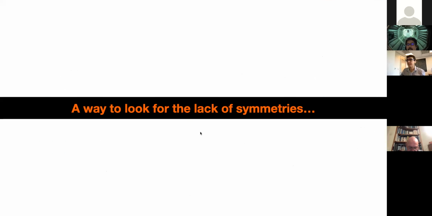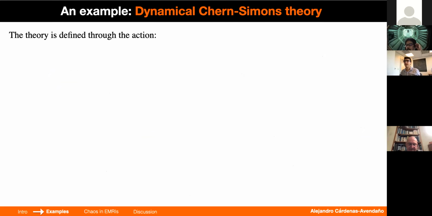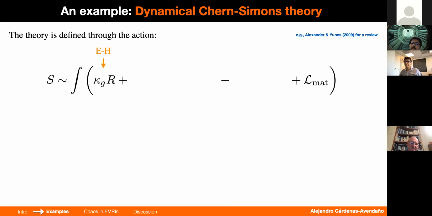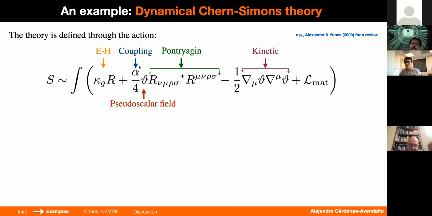So that means that this is a cheap way to look for symmetries in a theory. Let me put an example, dynamical Chern-Simons, which is defined by modifying the Hilbert-Einstein action by adding a pseudo-scalar, which is coupled with this coupling parameter. Here we have the Riemann and its dual, and in this way it is a quadratic term called the Pontryagin term. Here I'll have the kinetic term for my pseudo-scalar field.